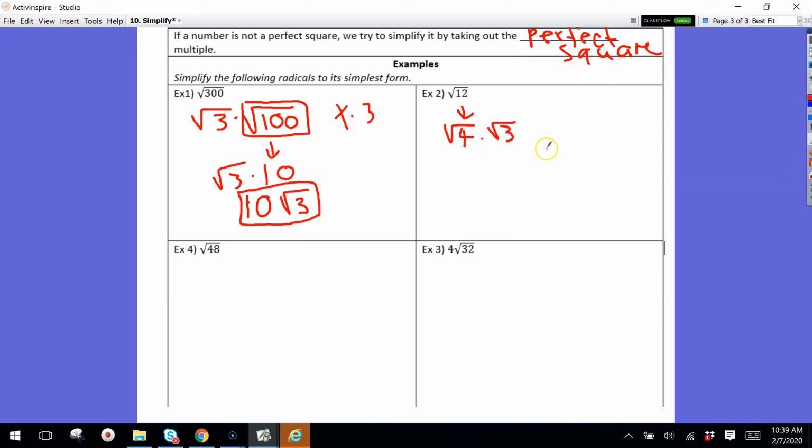And again, the square root of 3 stays in the square root, because it's not a perfect square. I don't know what the answer to that is. But the square root of 4, I know what the answer to that is. It's 2. So we're going to rewrite this as 2 square root 3.